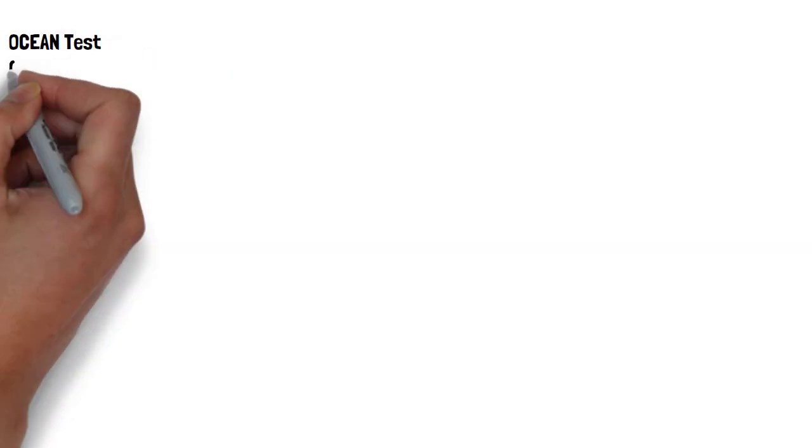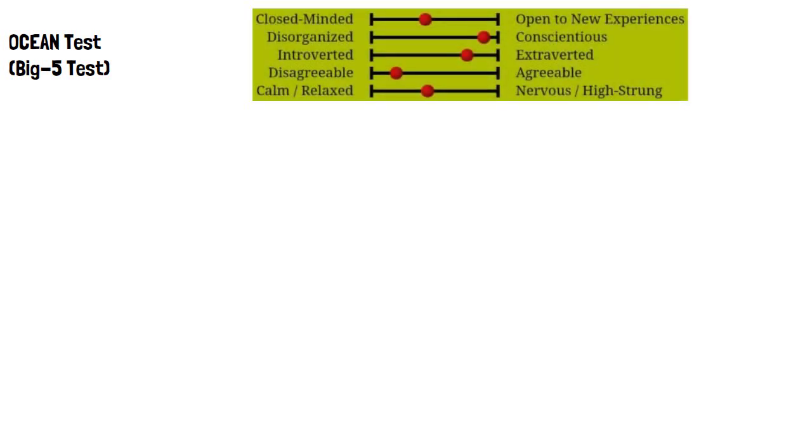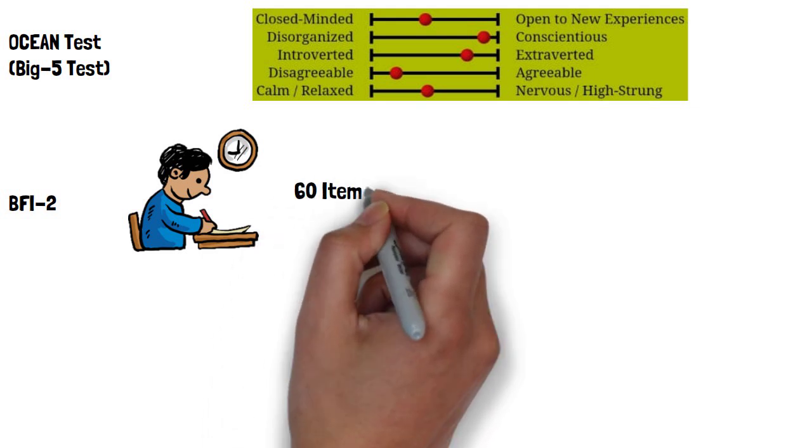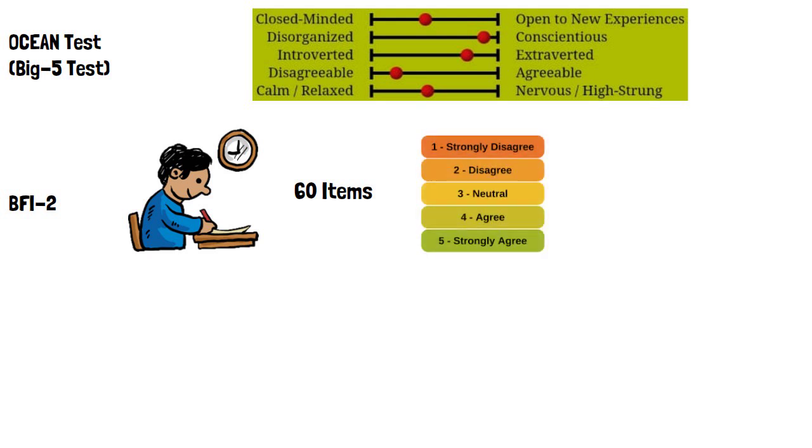The OCEAN test is administered by asking individuals to respond to a series of statements or questions about their behavior and tendencies, usually on a scale, allowing the test to measure their level of each of the 5 key personality traits, providing a comprehensive profile of their personality across these dimensions. Big-5 Inventory 2, or BFI-2, is a self-report questionnaire and contains 60 items. Test takers need to rate how much they agree with statements related to each personality trait on a 5-point Likert scale ranging from strongly disagree to strongly agree.